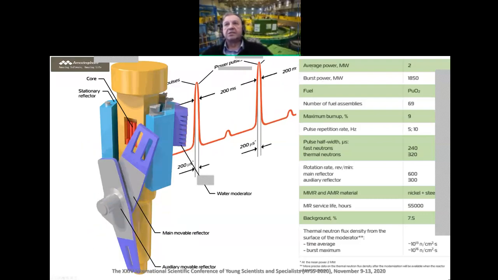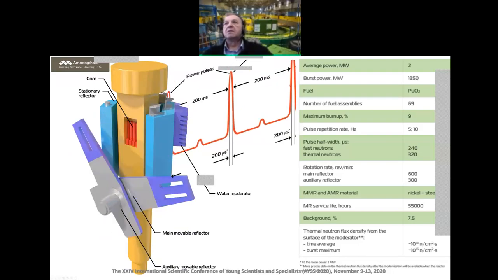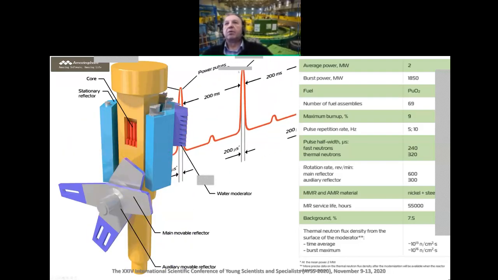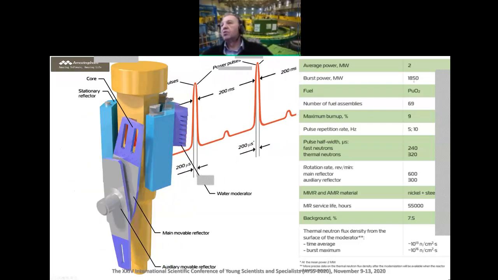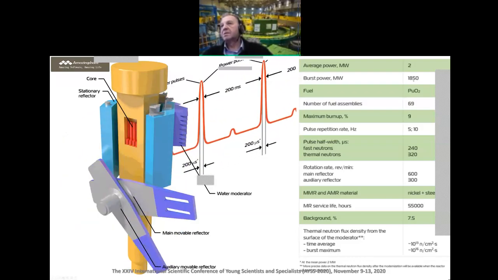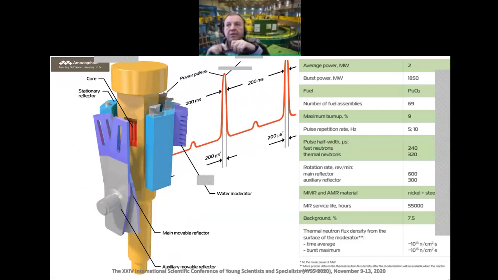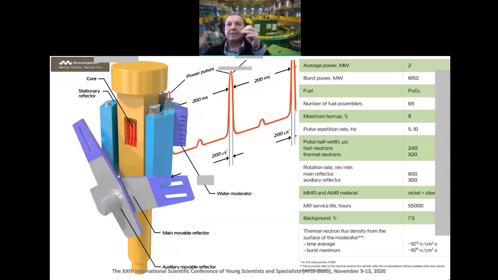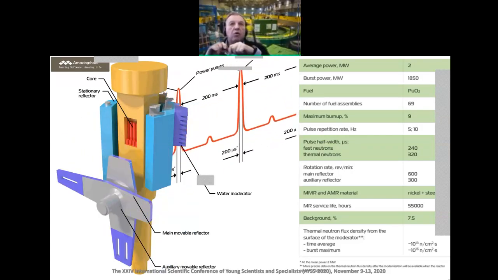And the advantages of the pulsed reactors, you can easily understand from the top numbers in this table. Average power, 2 megawatts, but burst power, which corresponds to the neutron pulse maximum, is almost 2 gigawatts, 1,150 megawatts. This is the power of 2 blocks of an atomic power station. You can easily imagine how big these 2 blocks are.